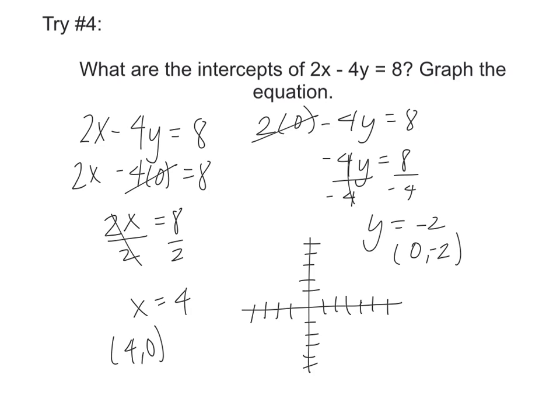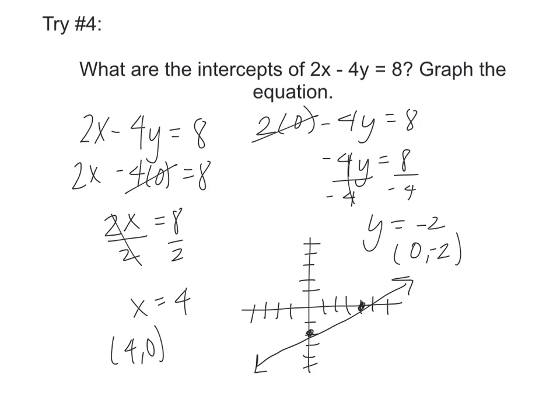So 1, 2, 3, 4. And on my y-axis, I need to go down 2. So down here. And that's a bad line, but it works. And so that's our graph.